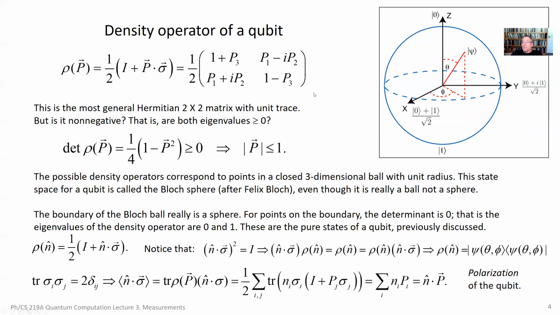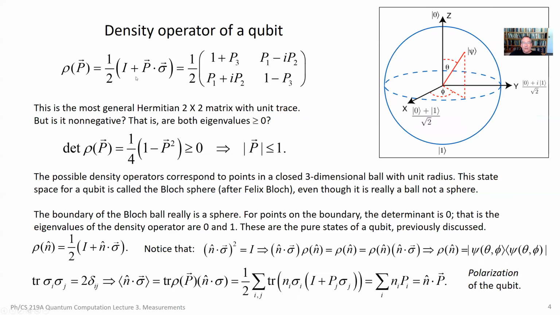Now, we talked before about the pure states of a qubit, but now I'd like to talk about mixed states of a qubit. What is the most general density operator for a qubit, for a two-dimensional quantum system, a quantum system whose Hilbert space is two-dimensional? Well, a density operator, in this case, is a 2x2 matrix, which is Hermitian and non-negative, and has trace 1.